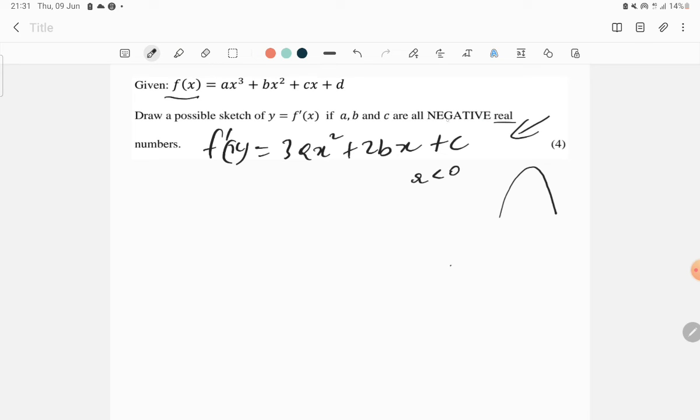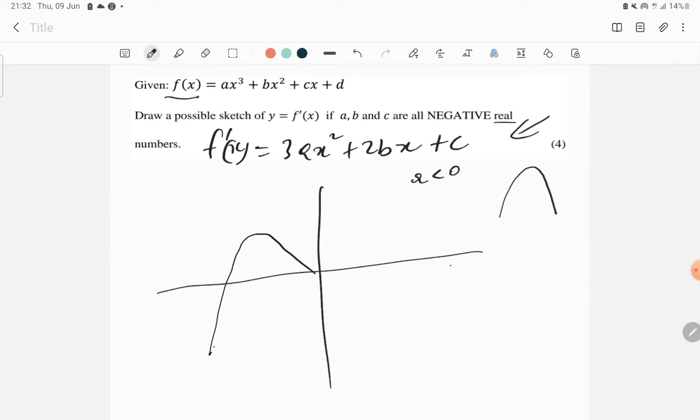When b is negative, that means the turning point is going to be on the left side of the y-axis. On the Cartesian plane, the shape of the graph is like this, but the turning point has to be on the left side of the y-axis, because b, the coefficient of x in the middle term, is negative. Therefore the turning point has shifted slightly to the left from the y-axis.